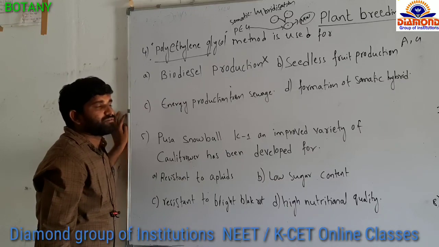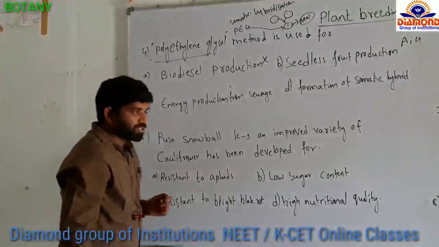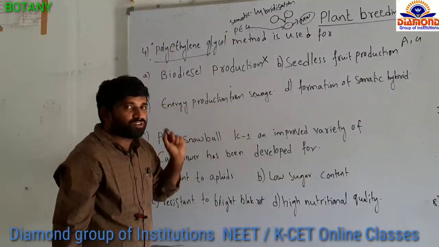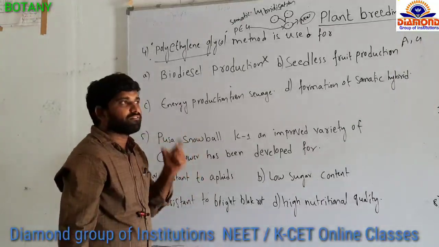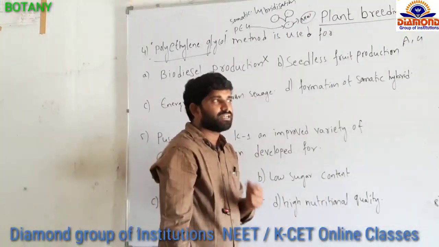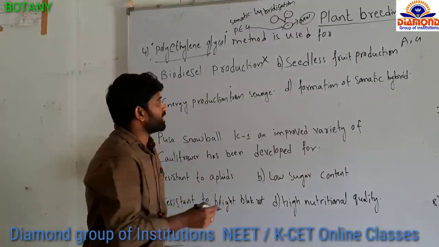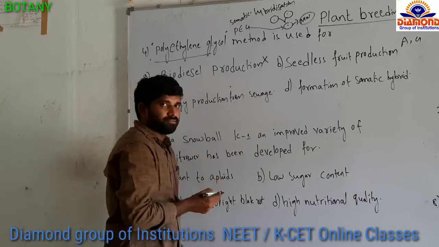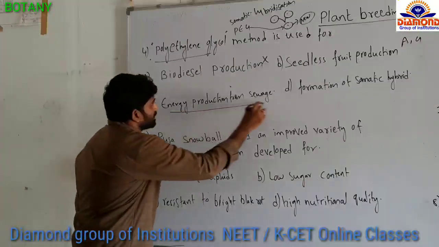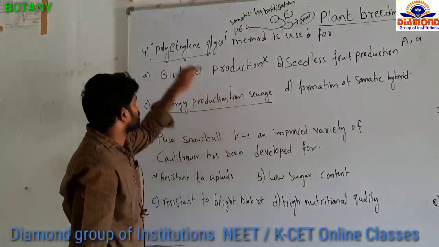Next, energy production from the sewage. You know about microbes in human welfare. Microorganisms are used in sewage treatment. The waste material will be collected and separated, and that waste material will be used for the production of biogas. That biogas is used as energy for the lighting process. So this is energy production from the sewage.